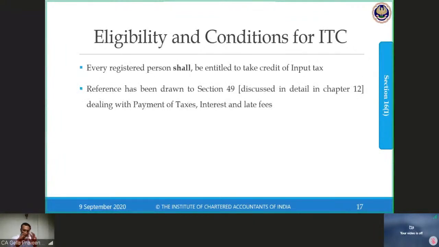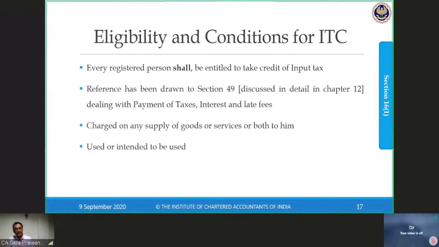Now, summarizing the same thing, registered person shall means it is a right. If I have not taken the credit, is my right gone? The answer would be, subject to some terms and conditions, your right will remain intact. Reference shall be drawn to section 49 that is discussed in chapter 12, which deals with your payment of taxes.